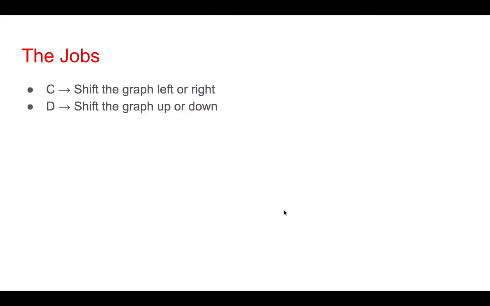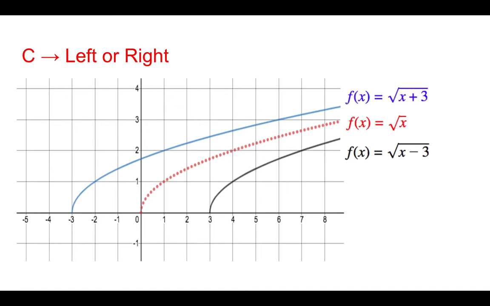Okay. So we're going to talk about the jobs C and D have. If you remember, A could flip, stretch, shrink. C has its own thing going on, and then D has its own thing going on. So C shifts our graph left or right, and then D shifts our graph up or down. And these are really super easy to figure out, okay? So here's what C does. This is what it looks like on the actual graph.